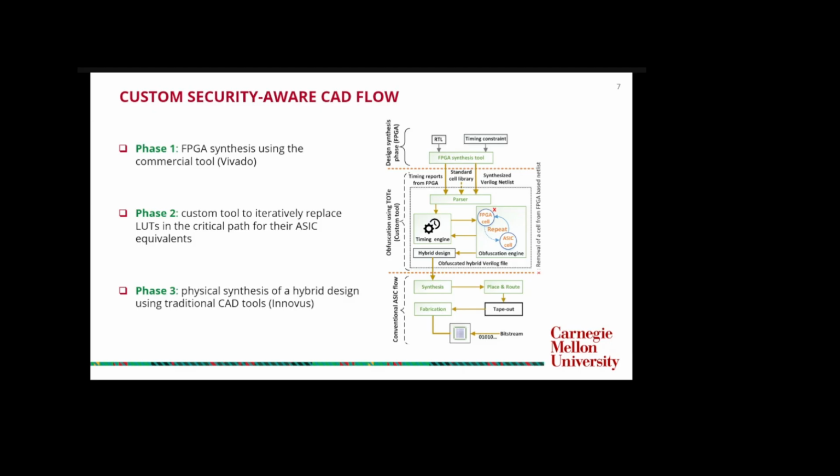First, we synthesize the design on traditional FPGA synthesis tools, for example, Vivado. We give the RTL, we give the timing constraint, and then we synthesize. On the output of the synthesis, we get the timing report from FPGA. So this is the baseline architecture, right? We get the synthesized netlist, and then we start our obfuscation phase, where we have a standard cells library of, for example, 65 nanometer TSMC. And then we have a parser which reads the netlist, and it reads all the FPGA primitives.